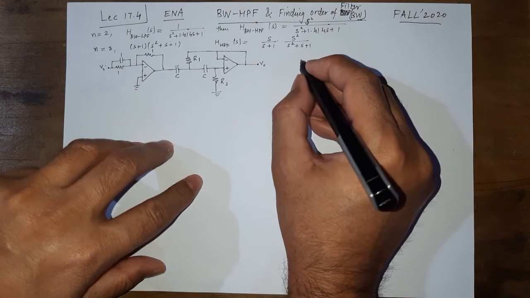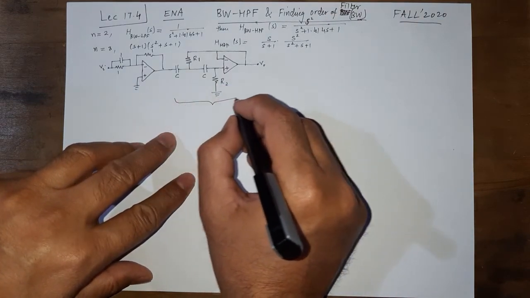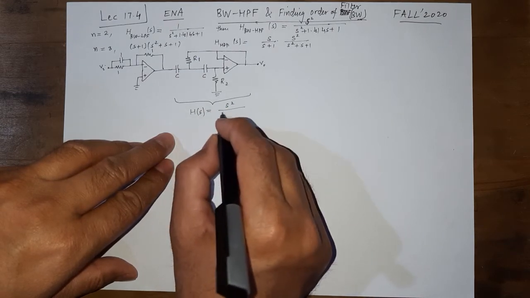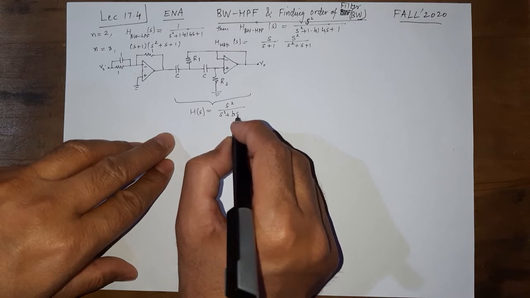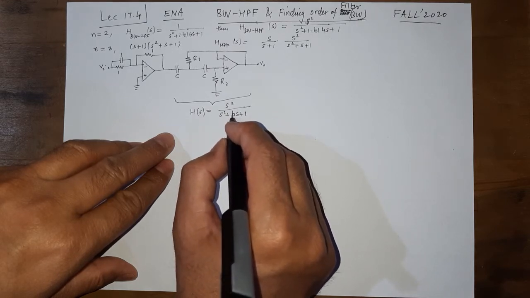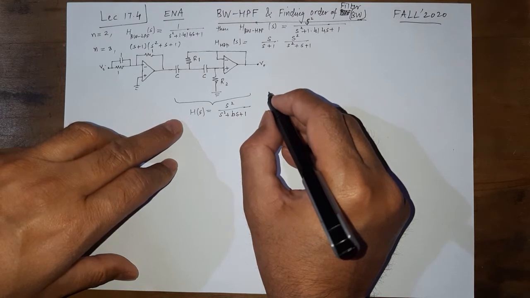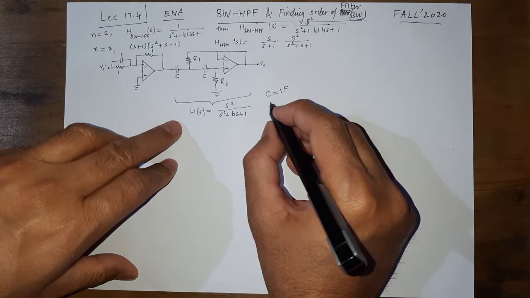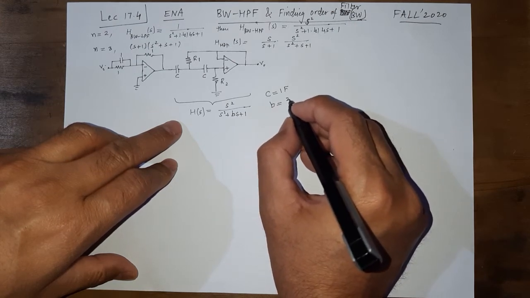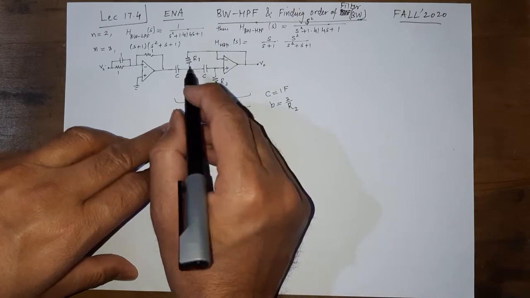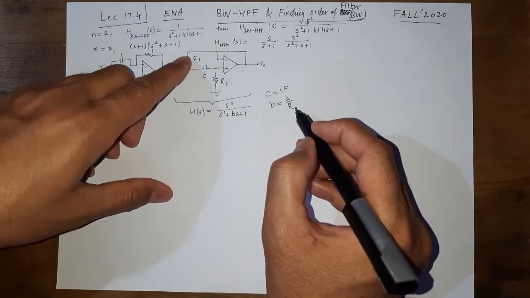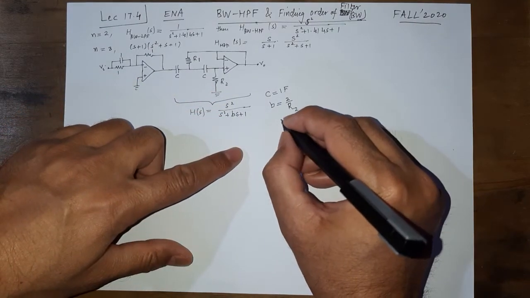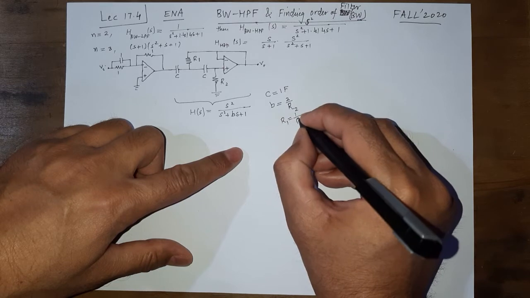It's very simple. This circuit can implement an H(s) of this form: s square over s square plus bs plus 1. That's it. Here the C's are equal to 1 farad, and b is equal to 2 over R2. There it was 2 over C1, the C there, but it is 2 over R2 here now. And the other thing is that R1 is the reciprocal of R2.